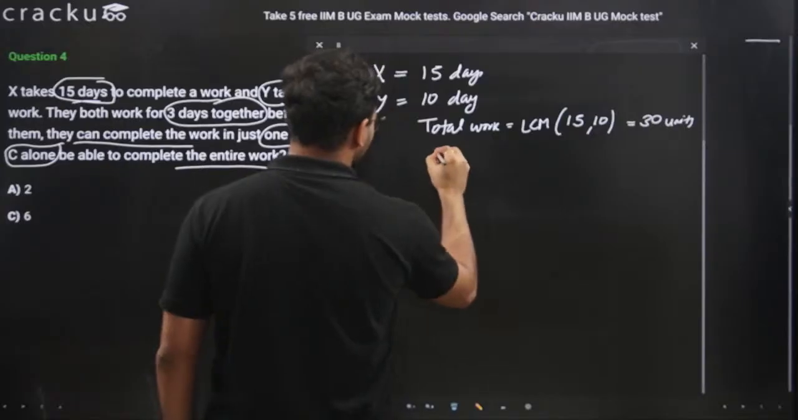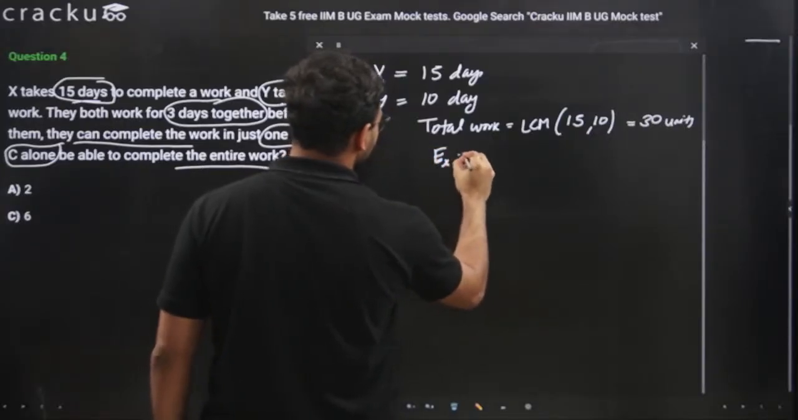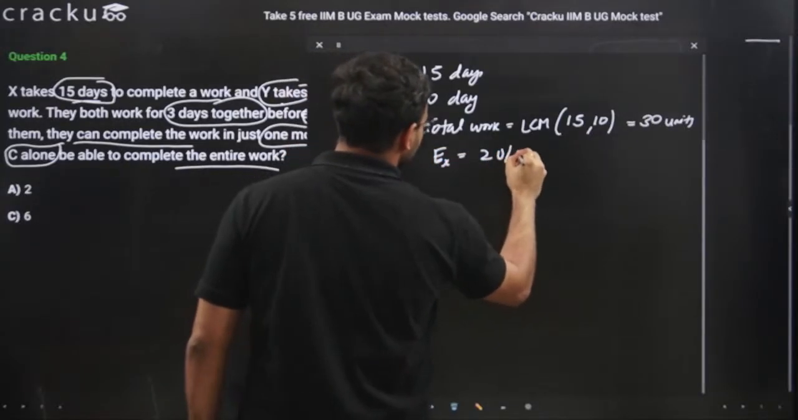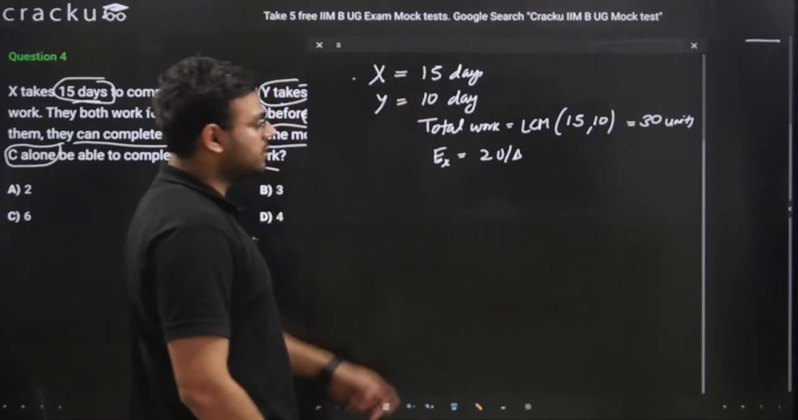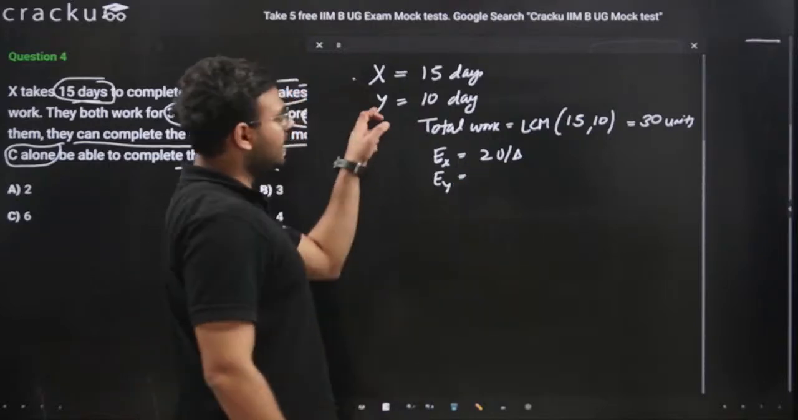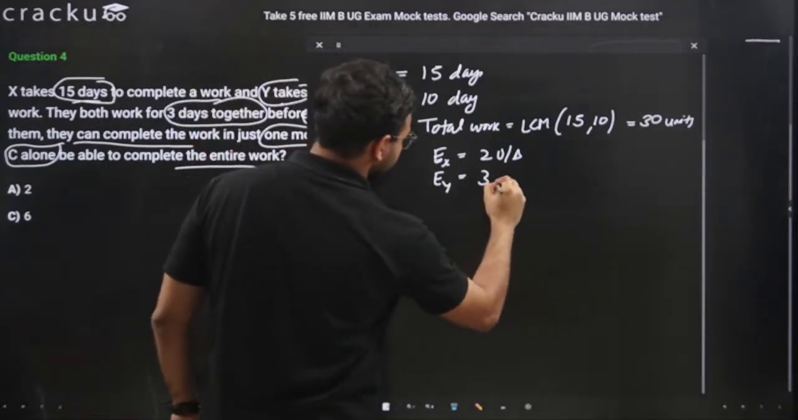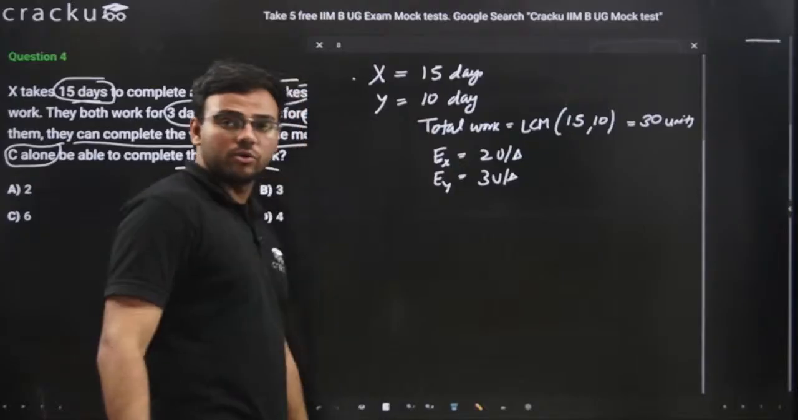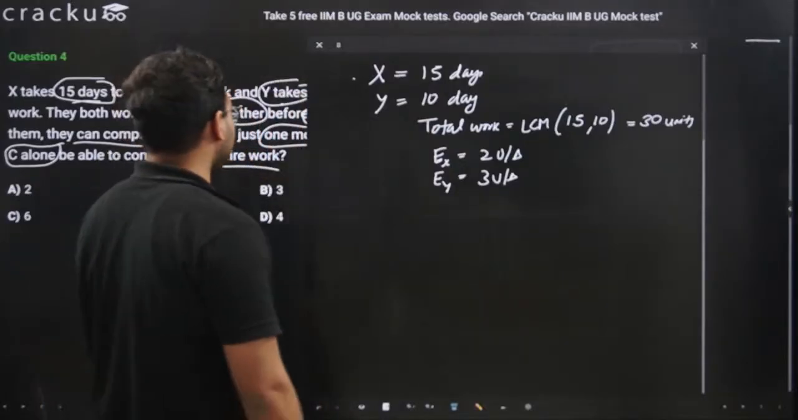So what will be the efficiency of X? Efficiency of X will be 2 units per day: 15 days for 30 units, 2 units per day. Efficiency of Y will be 10 days and 30 units, so 3 units per day. Efficiency of X is 2 units per day, efficiency of Y is 3 units per day.